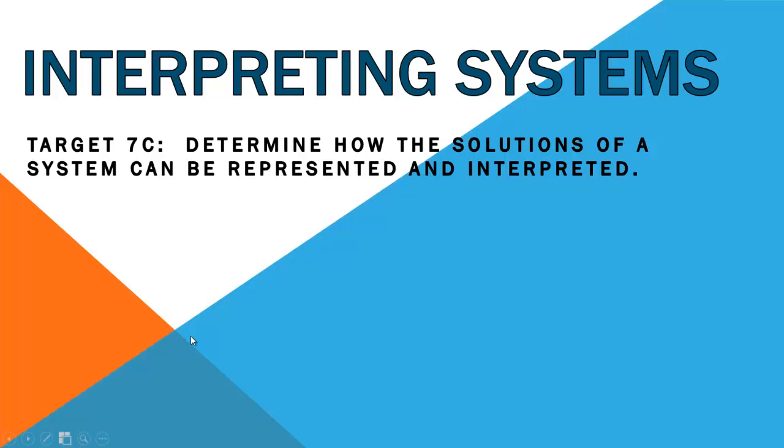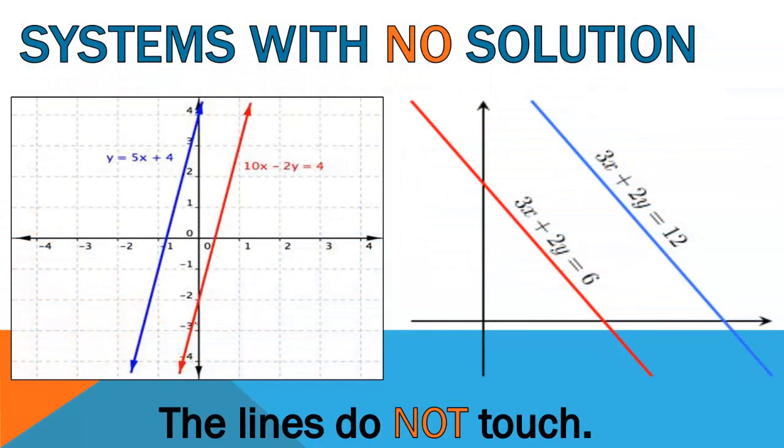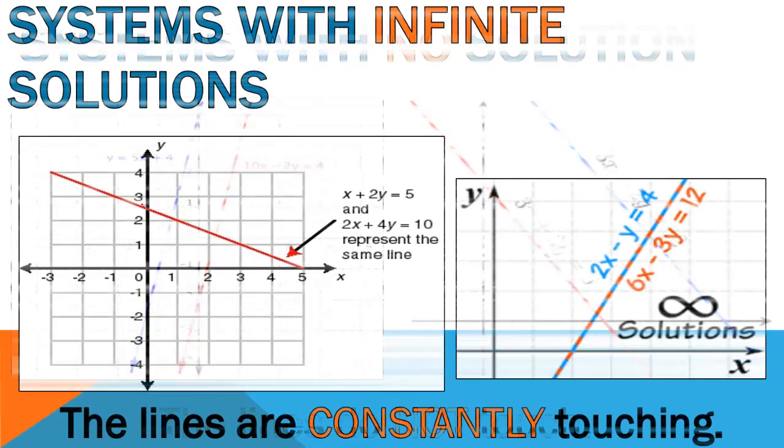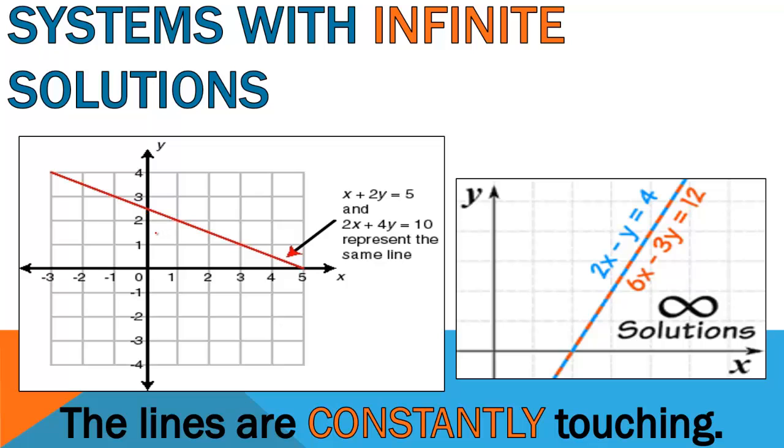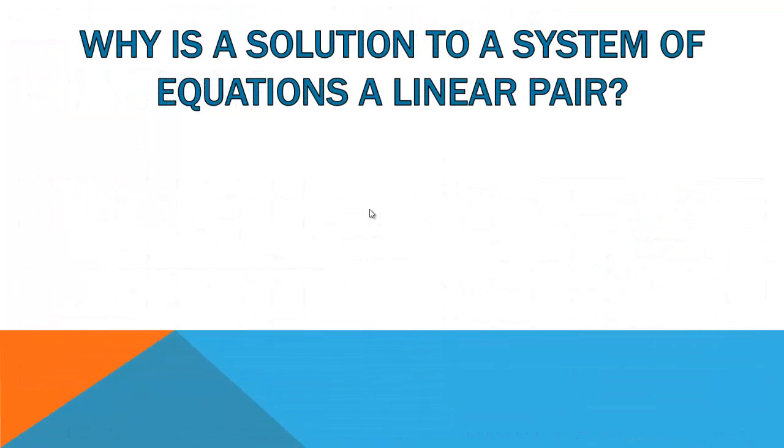Alright, we are finally moving on to a new target here. This is 7C, and this is interpreting systems. Alright, so systems with no solution. Hopefully you figured this out by now, that if you graph them, the lines do not touch. And systems with infinite solutions, when you graph them, actually end up being the same line. So if you look here, this one and this one, if you were to put them in slope-intercept form, would actually come out to be the same equation because they're constantly touching.